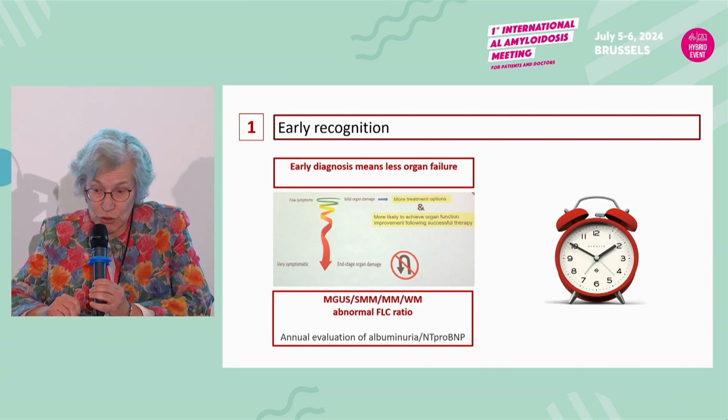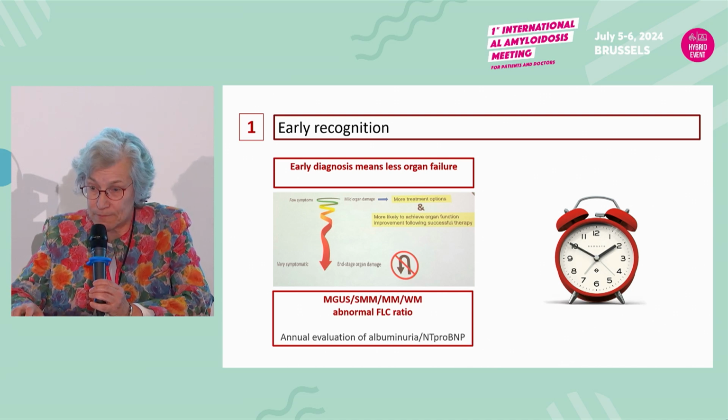And in addition, if patients have an MGUS or a smoldering myeloma with an abnormal free light chain ratio, try to evaluate them every year using two things that are not so difficult to assess, albuminuria and NT-proBNP.